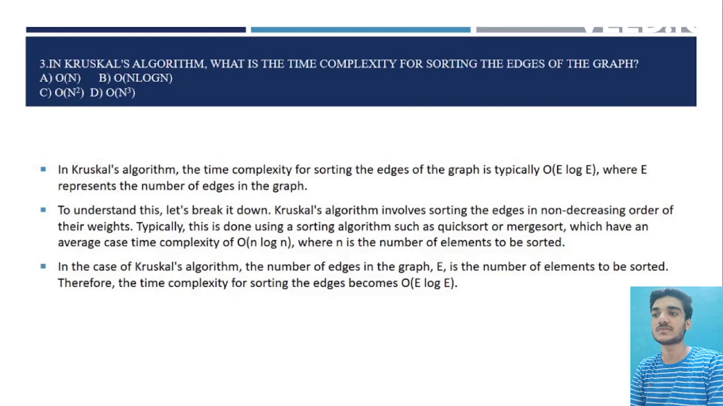Kruskal's algorithm involves sorting the edges in non-decreasing order of their weight. Typically, this is done using a sorting algorithm such as quicksort or merge sort, which have average case time complexity of O(n log n), where n is the number of elements to be sorted.